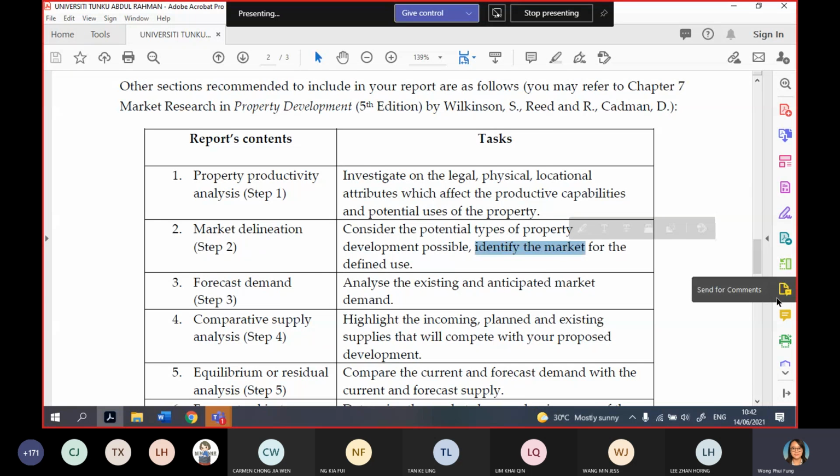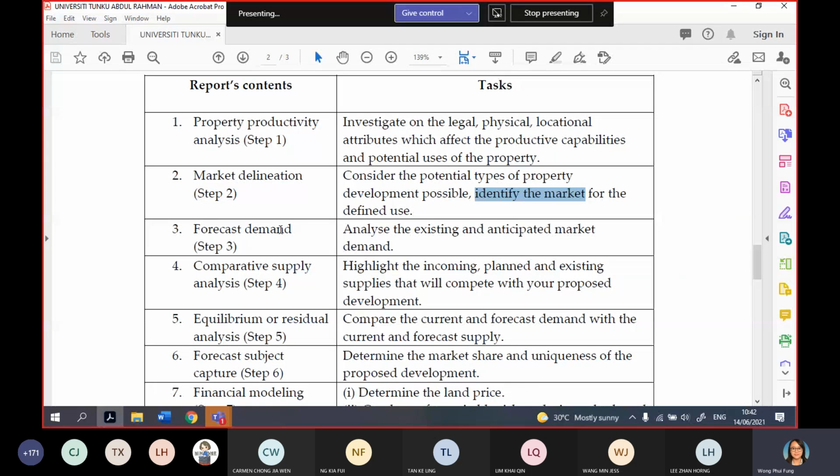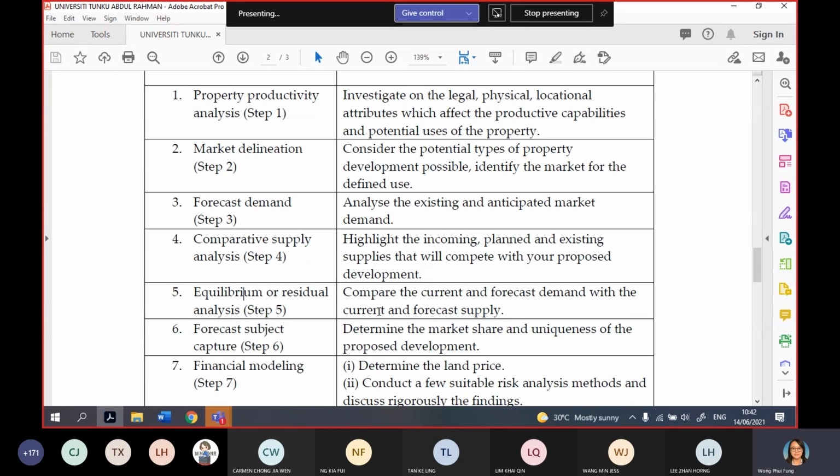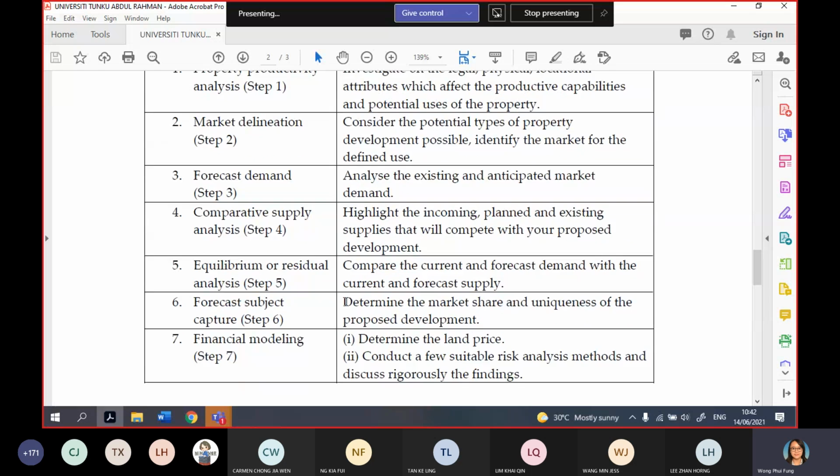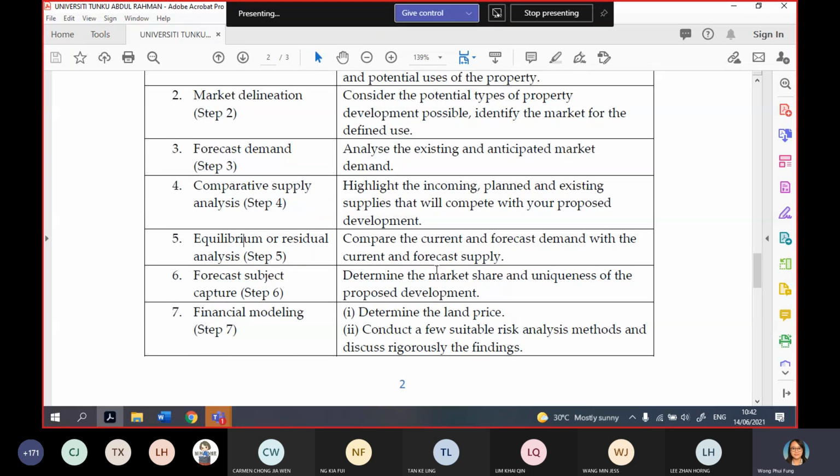Identify the market user. Step 3, forecast the demand. Step 4, analyze the supply: incoming, planned, and existing supply. Number 5 is a comparison between step 3 and step 4 to estimate whether it is equilibrium or excess. Step 6 is to determine the market share. I will teach you how to calculate the market share, and you also have to spell out the uniqueness of the proposed development. What are the selling points of your property?